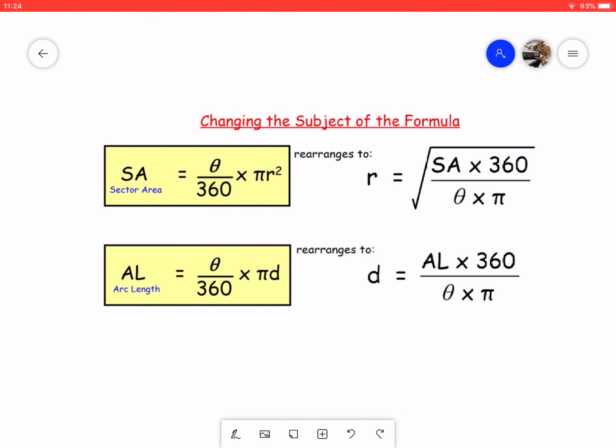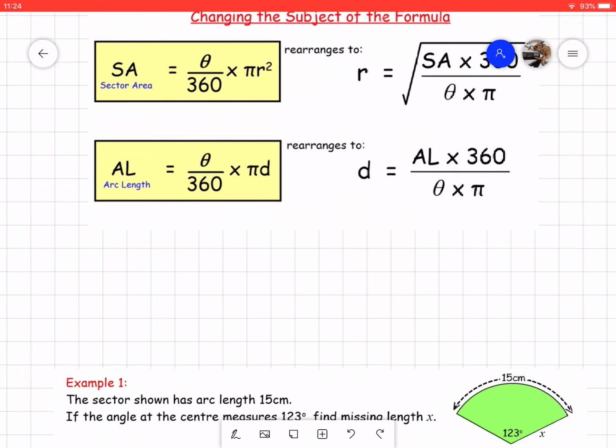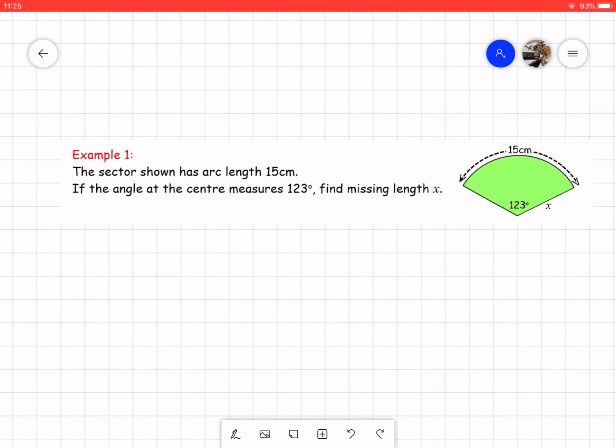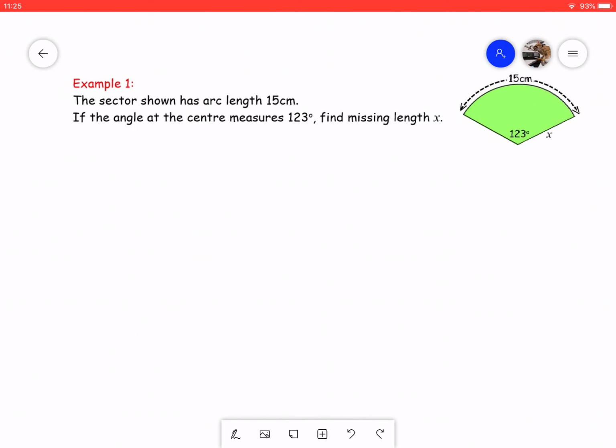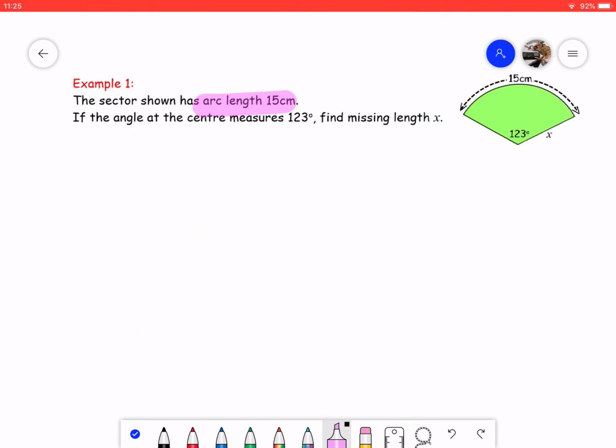Another version though, it does still involve rearranging. You have to rearrange in a backwards sort of question, but it's not going to look as complicated as this. We'll look at two examples that use this. The first example, we've got a sector on the right hand side. The sector shown has arc length 15 centimetres. I'm going to highlight some important information here. The arc length is 15 centimetres and the angle at the centre is 123 degrees. And we want to find missing length x.